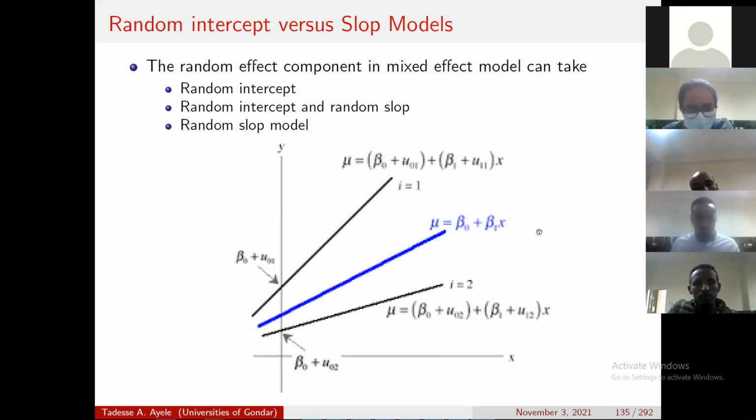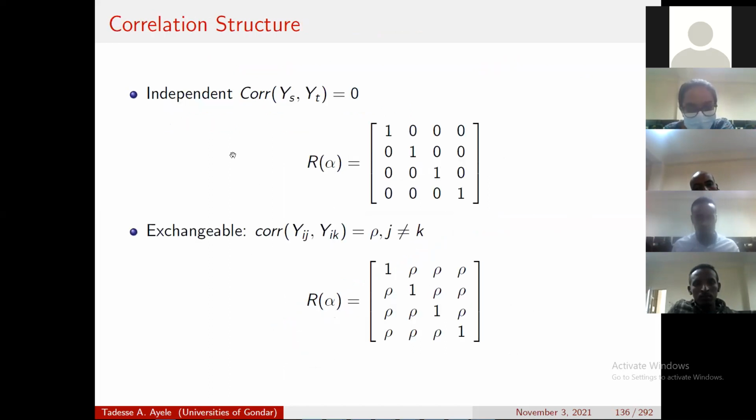Okay. So the other concept in multi-level or mixed effect models is correlation structure. When you say correlation structure, it means the type of correlation the data has. There are different correlations. What did we say earlier? We said the data is correlated. But the correlation is not of only one type; our data can have different correlation types. That's what we call correlation structure or correlation type.